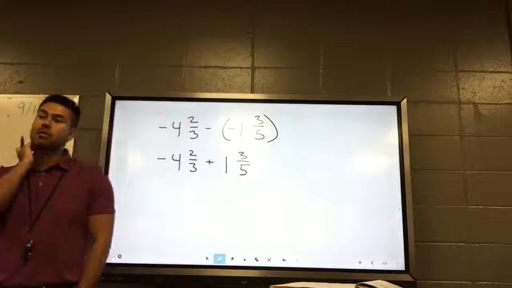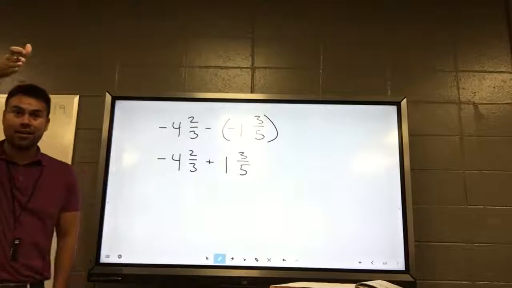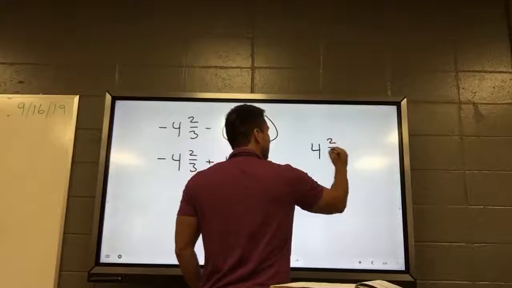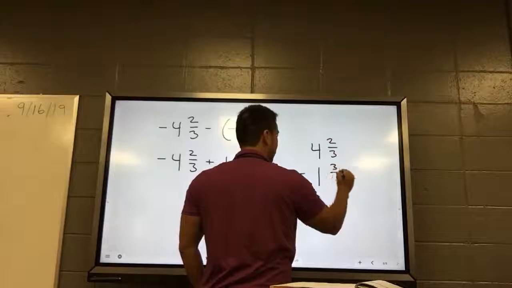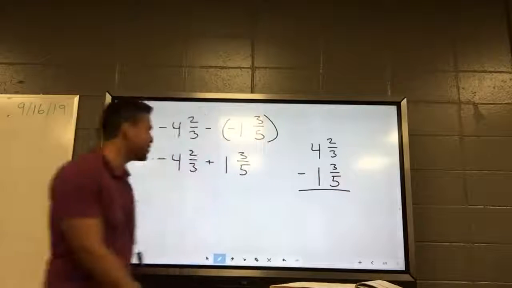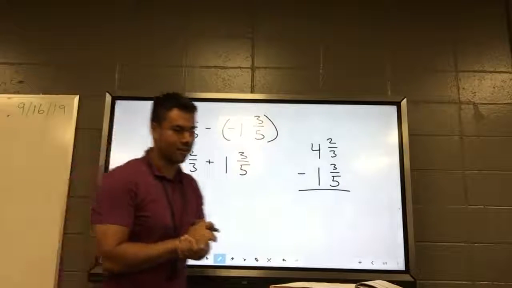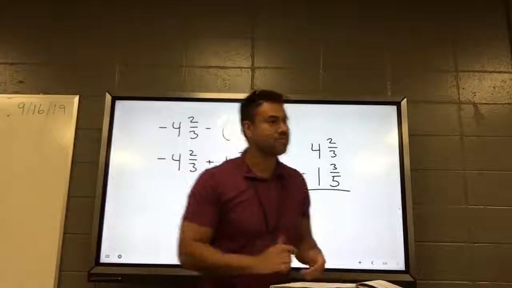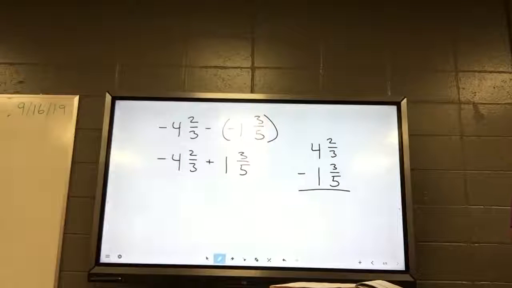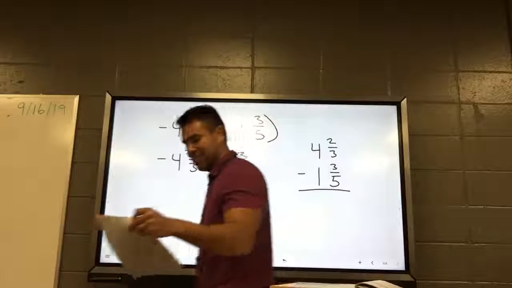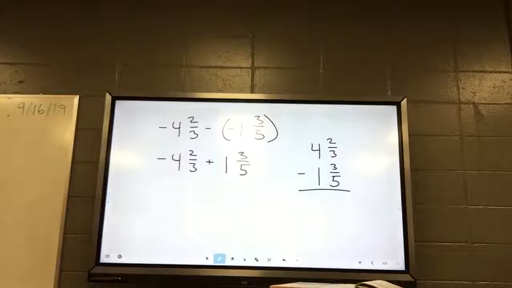What do I do with their absolute values? I subtract. I'm going to do 4 2/3 minus 1 3/5. And is my answer going to be positive or negative? Negative. So you know it's got to be negative something. I'm going to subtract those. Good luck on that. Yes, sir? Hold the answer. Let them think. All right, so it's got to be negative something.